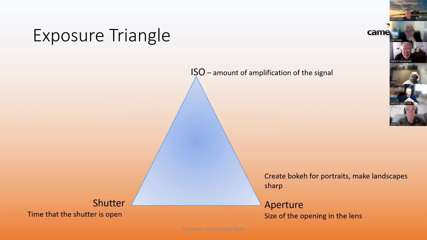The aperture will create things like bokeh for portraits. If you shoot wide open, you'll get a nice blurry background, like Leslie's got artificially done by the camera there in the background. We all like that effect, but sometimes that's not appropriate. Sometimes it's about making landscape pictures sharp from front to back. Macro and all kinds of other things have challenges with aperture.